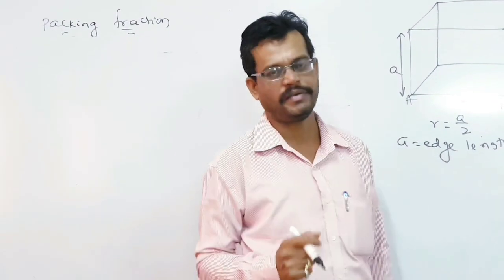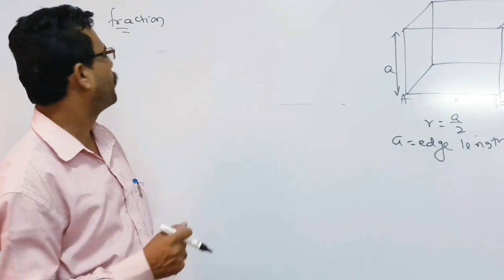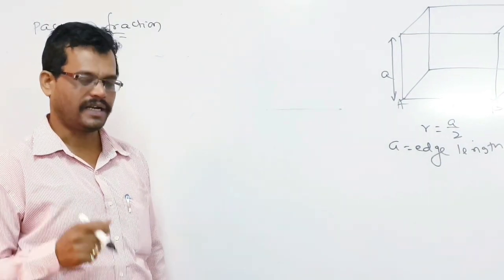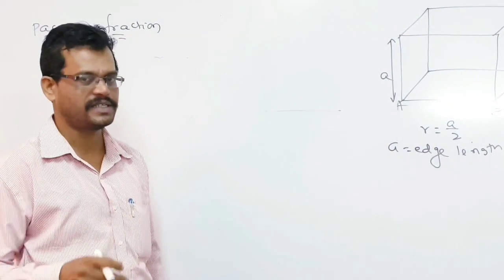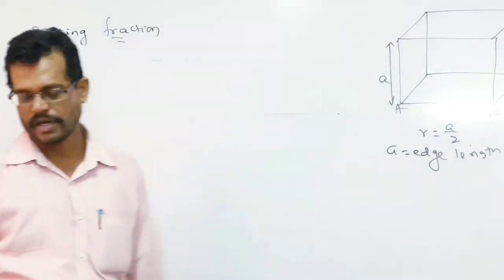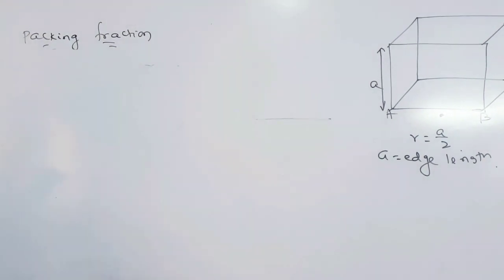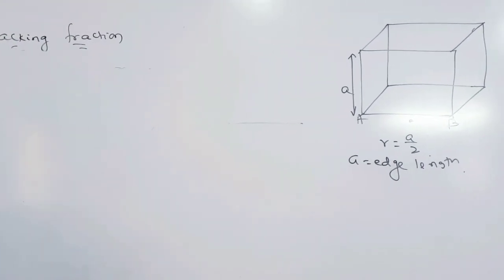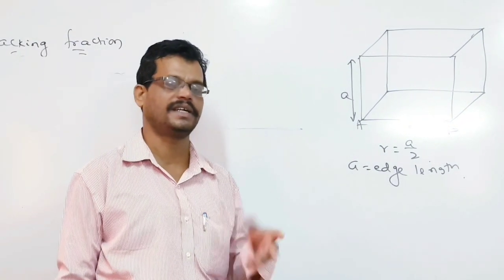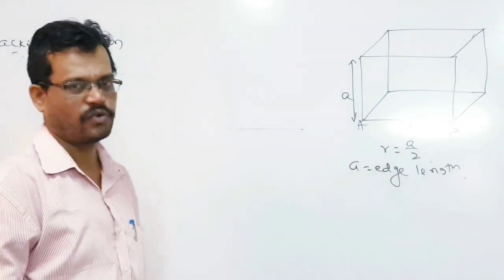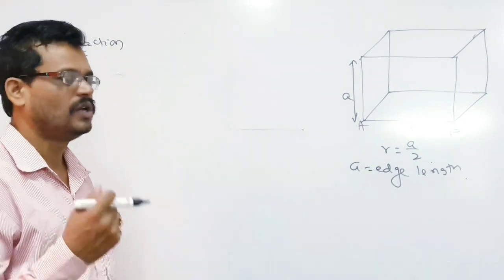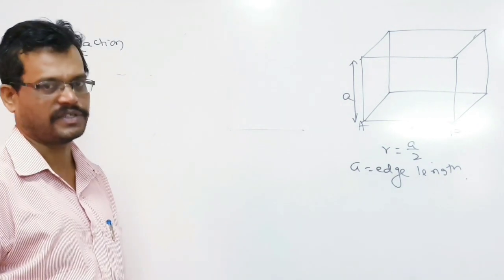So we can say packing efficiency, or packing fraction, is the ratio of the number of atoms present in the unit cell to the volume of the unit cell. Whenever you take its percentage out of 100%, that is packing efficiency. So whenever you convert the packing fraction into a percentage, that is packing efficiency.